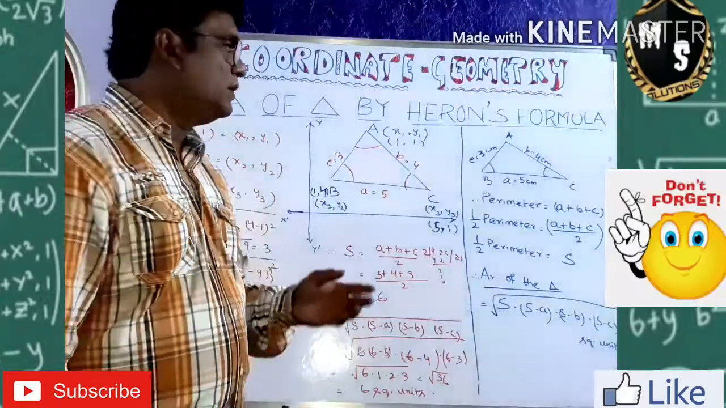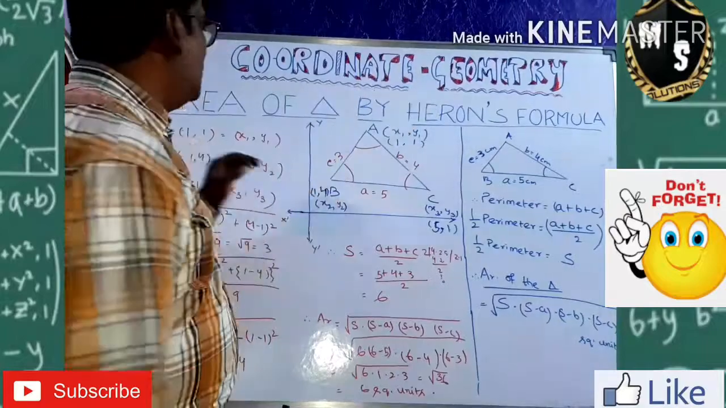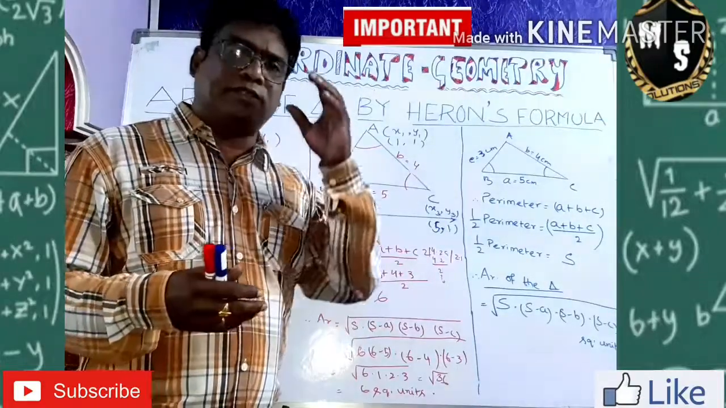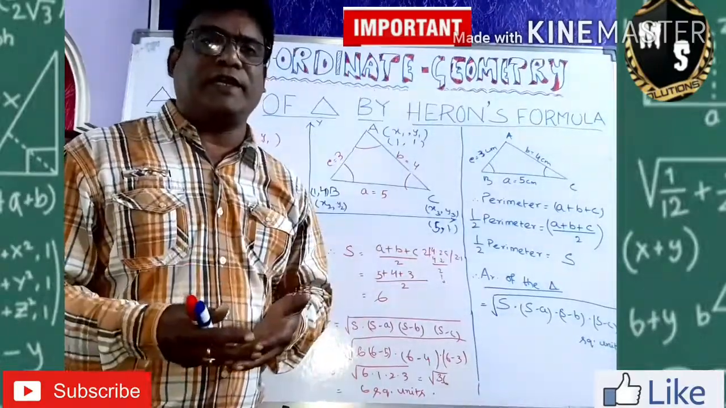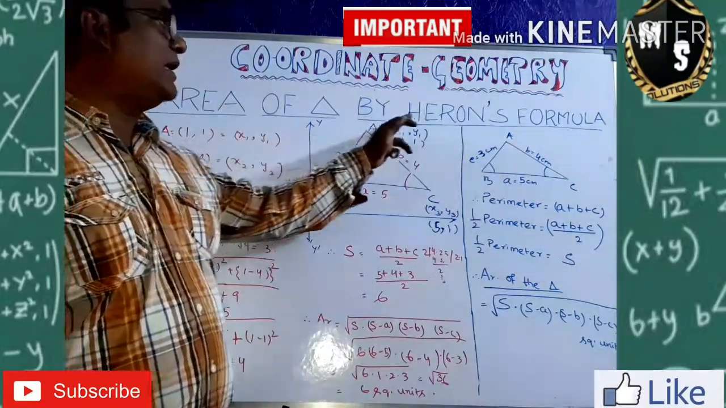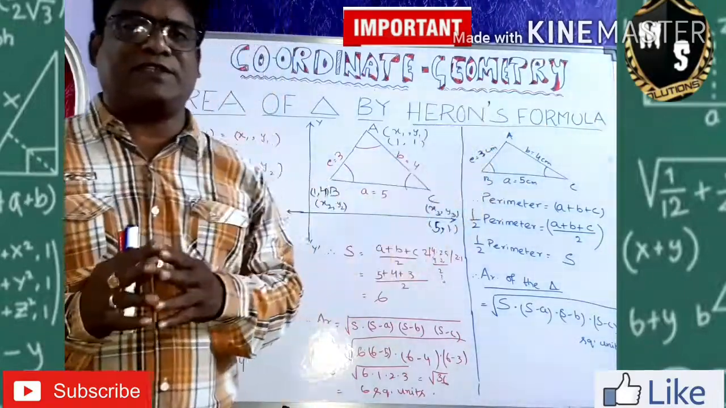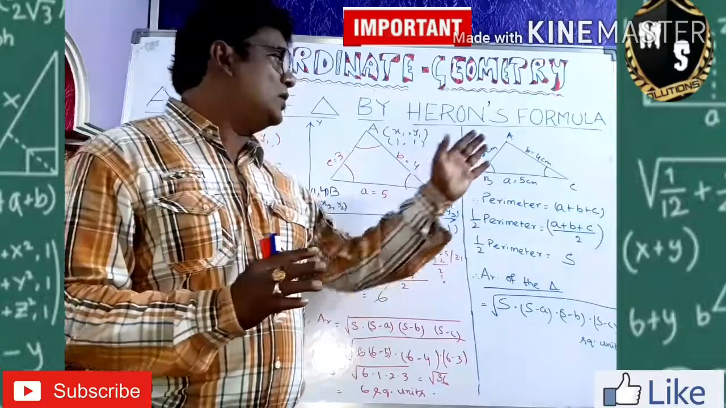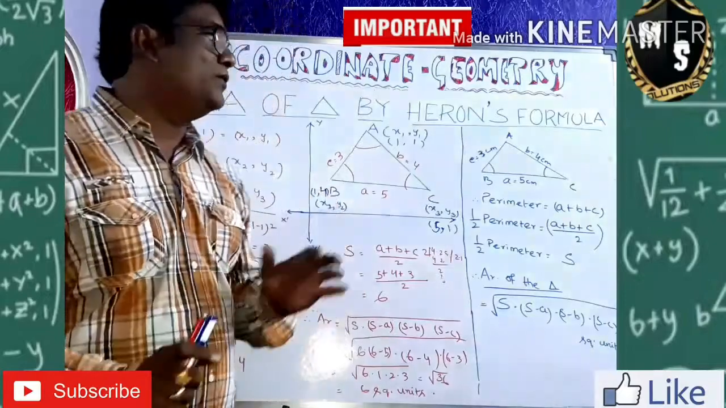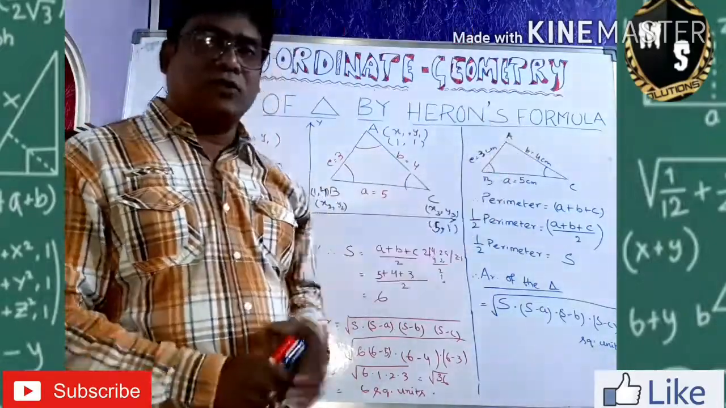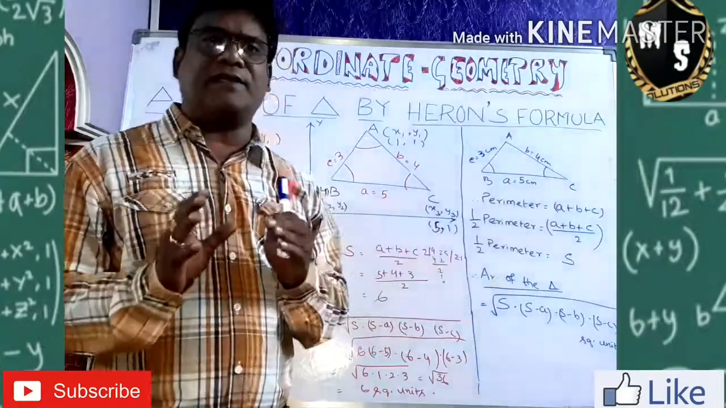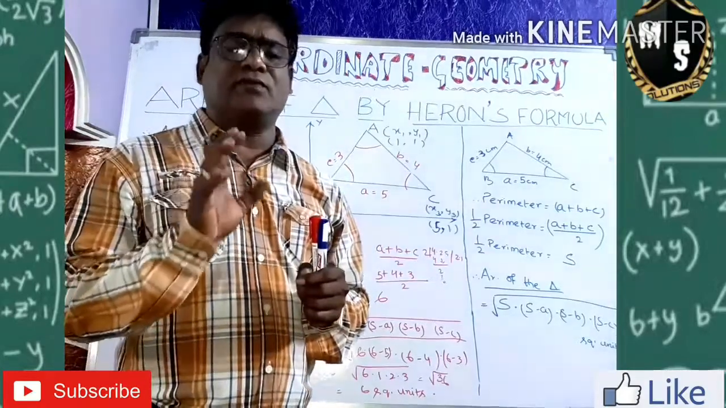Now come to the next part. The next part of coordinate geometry is the area of a triangle by Heron's formula. Just before, we calculated the area of the triangle using the coordinate formula method. Now you are going to calculate it by Heron's formula. Heron was a mathematician who derived a formula for the triangle, especially for the scalene triangle. When we apply Heron's formula, the triangle will be a scalene triangle, where no sides are equal to each other.